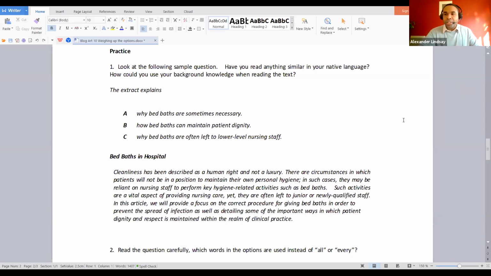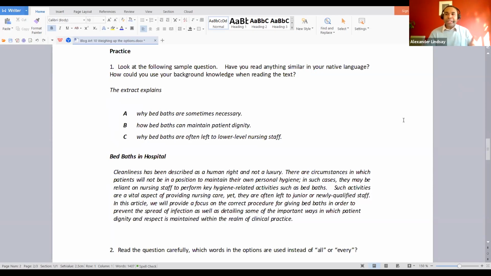Good. And Alfie has noticed as well, sometimes. Any other examples of how absolute language is not used in perhaps B or C? Okay, so great. So Bhaskar has picked up on C with often, Alfie with often. Yeah, so again, they're often left to lower level nursing staff, not always left to lower level nursing staff. And also picking up on B, it can, how bed baths can maintain patient dignity. So in this case, all of the options, they're not absolute options, are they?